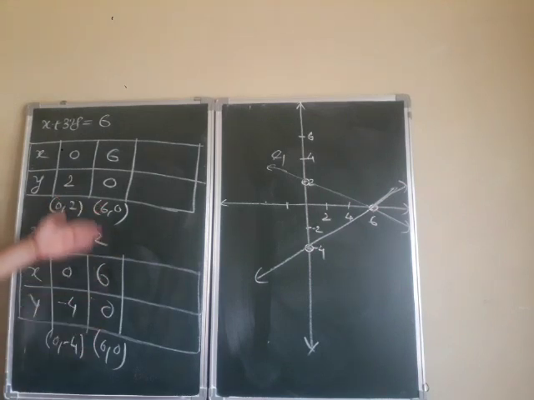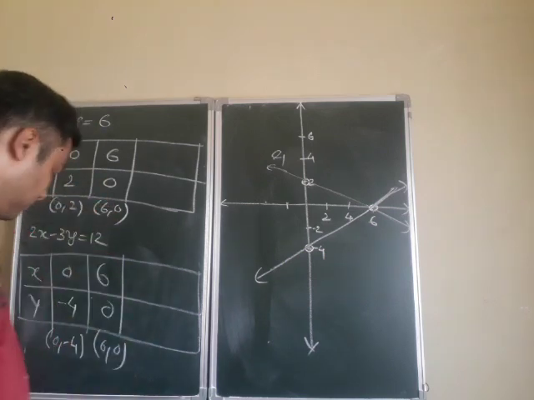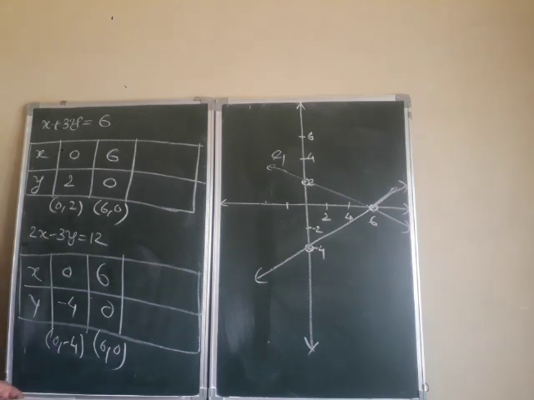From here only we get the idea. This point is common in both the lines. Am I right? So the lines are intersecting. Over. Now example number 5, let's complete it.